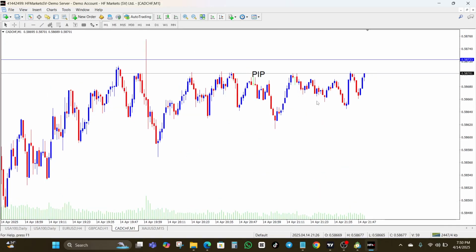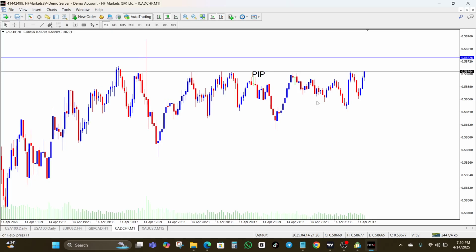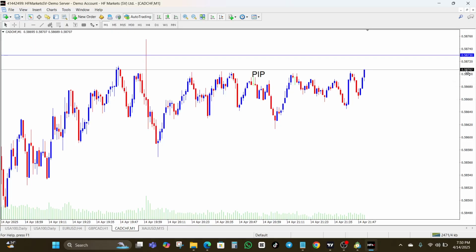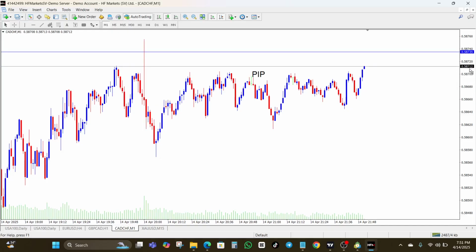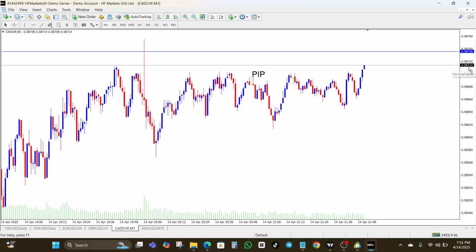For most currency pairs, a pip is usually the fourth decimal place. Here we can see that we have 1, 2, 3, 4, 5 decimal places, but a pip is calculated from the fourth decimal place. 1, 2, 3, 4. The fourth decimal place is where you calculate your pip from.